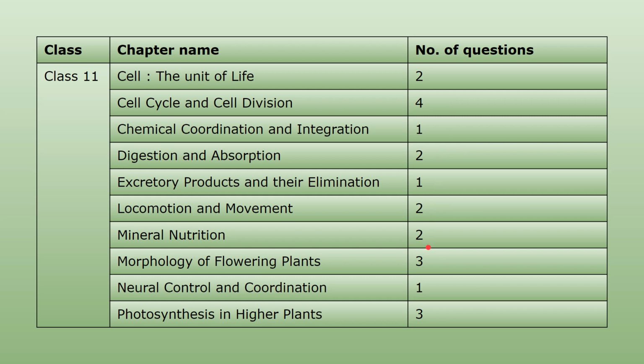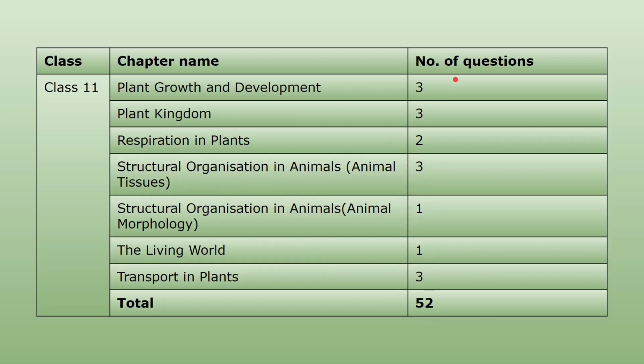from mineral nutrition, three questions from morphology of flowering plants, one question from neural control and coordination, three questions from photosynthesis in higher plants, then three questions from plant growth and development, three questions from plant kingdom, two questions from respiration in plants, three questions from structural organization in animals, one question from structural organization in animals for animal morphology, then one question from living world, and three questions from transport in plants.